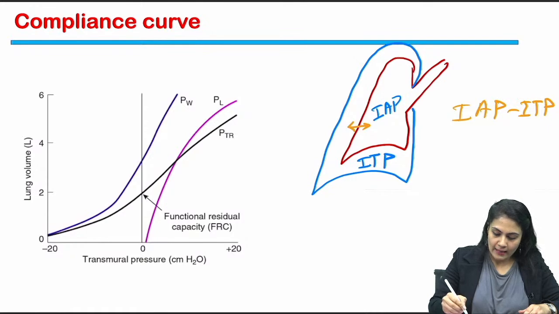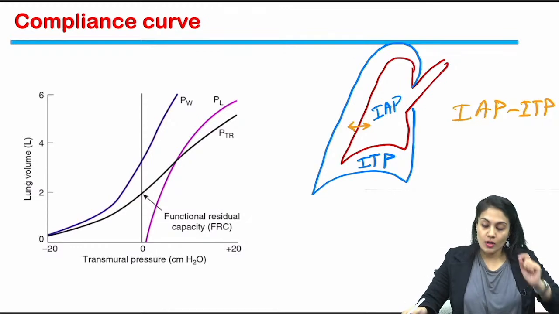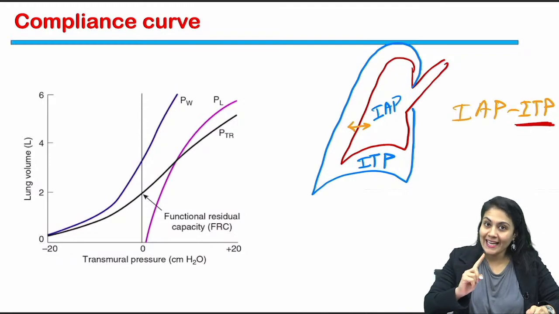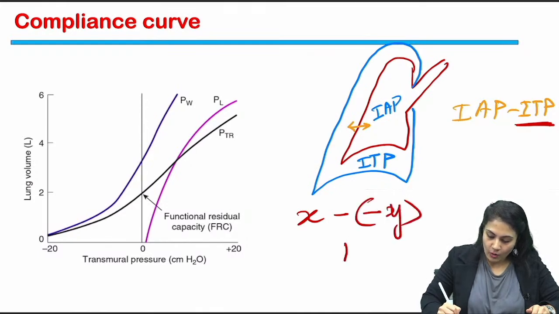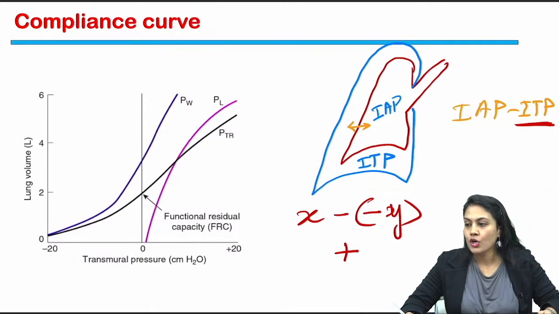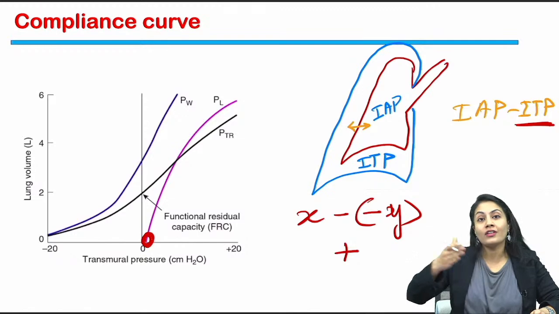Remember, the IAP is going to be positive or negative or even zero. It depends upon what phases are going. But the ITP is always going to be negative. And when you do any X amount minus negative Y amount, the negative always comes together and makes it positive, right? So please remember, the lung value will always start from the positive, that means after the zero.